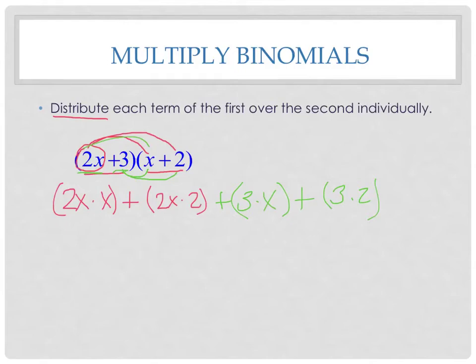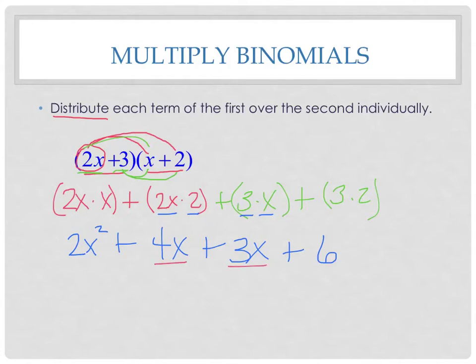And so now I can clean things up and multiply and evaluate. So going back now to 2x times x, well, that would be 2x squared. 2x times 2 would be 4x. 3 times x would be 3x, and 3 times 2 would give me 6. So I want to look at standard form. I can combine like terms. When I look at it, I can combine the 4x and the 3x. So together they make 7x. So my final answer would be 2x squared plus 7x plus 6.